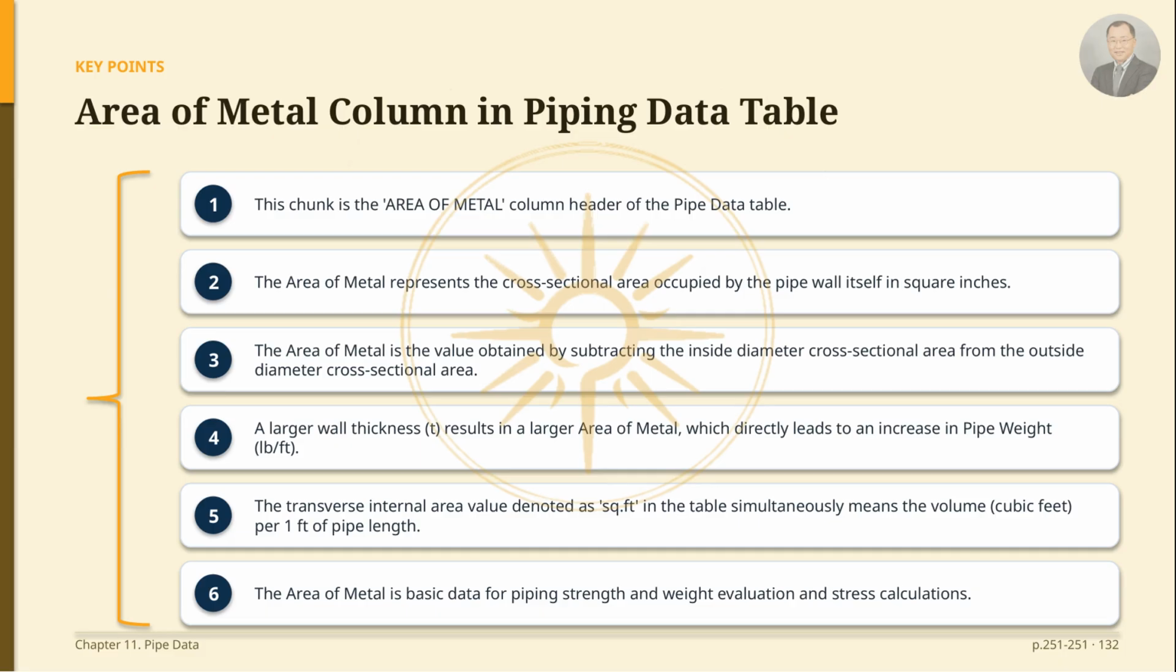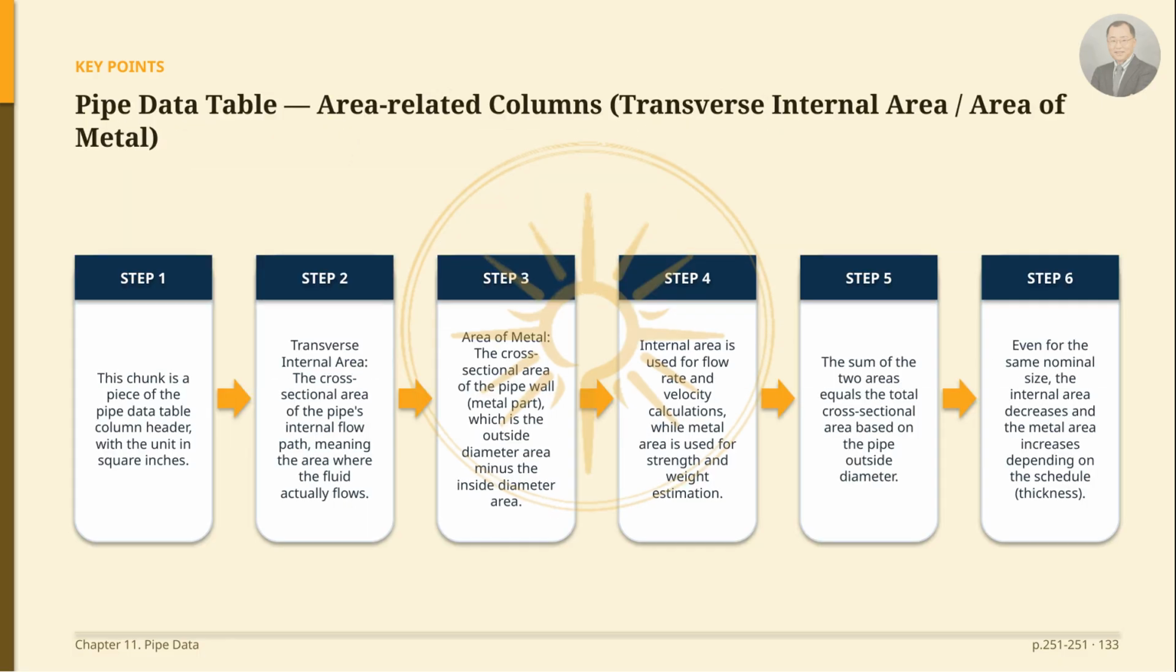For reference, the transverse internal area values marked as SQ.feet in this table also simultaneously represent the volume in cubic feet per foot of pipe length. The area of metal is critical data that serves as the basis for evaluating pipe strength and weight, as well as calculating stress. Next, I will introduce two columns related to cross-sectional area in the pipe data table. Both are measured in square inches.